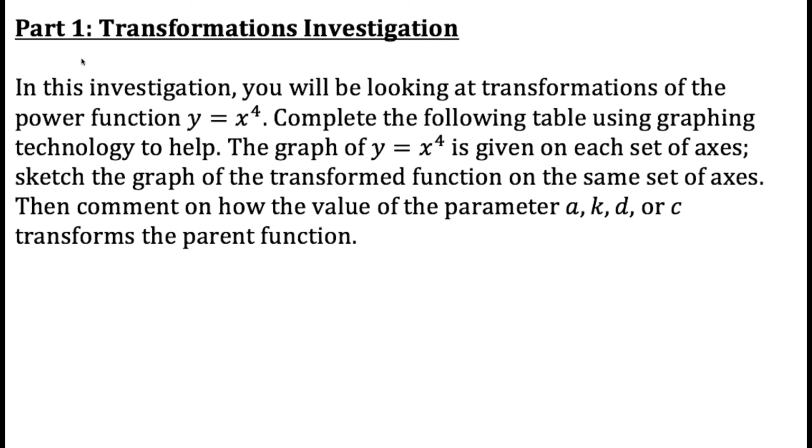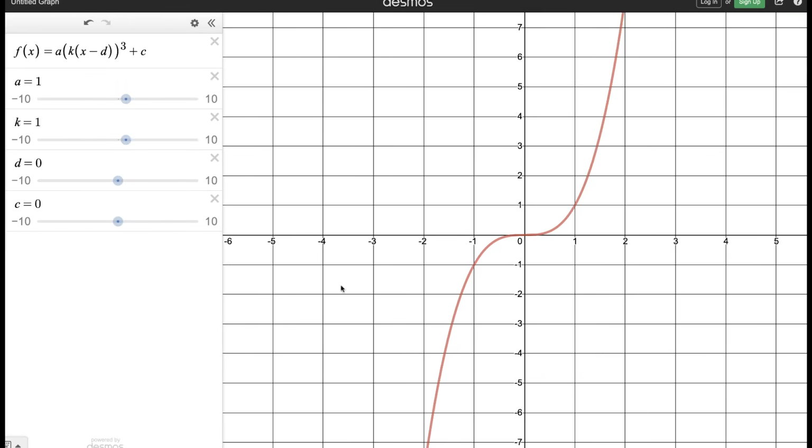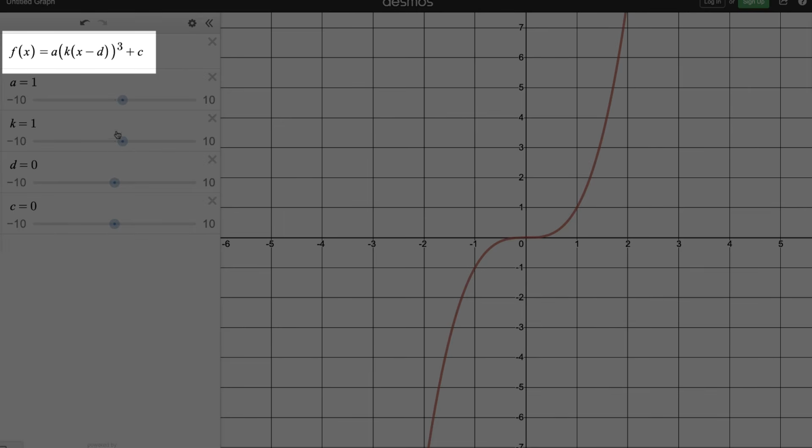Before I take you through the investigation where we do transformations to this power function x to the 4, let me just open up Desmos and give you a quick visualization of what those parameters a, k, d, and c do to transform a function. So here in Desmos, I have this x cubed function, and I'm applying the transformation parameters a, k, d, and c to that x cubed function.